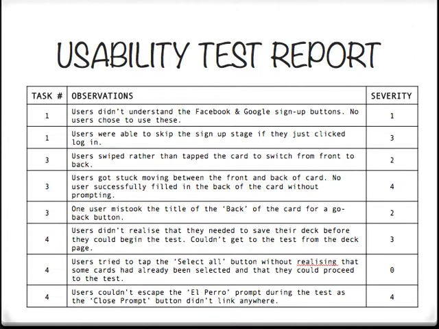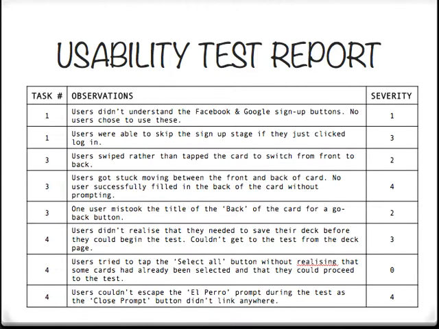Task 3 had an array of issues, including issues with the onboarding that encouraged users to swipe rather than tap, users mistaking the back title for a go back button, and most concerningly, users got stuck flicking between the front and back of the card without anyone filling in the back of the card without prompting. For the final task, the issues were just as critical but easy to fix.